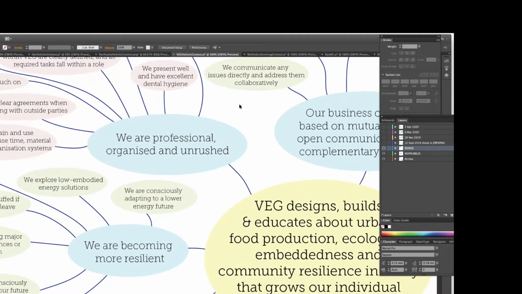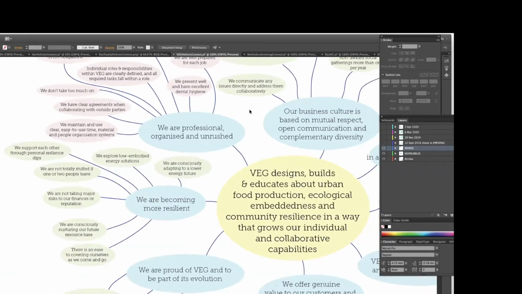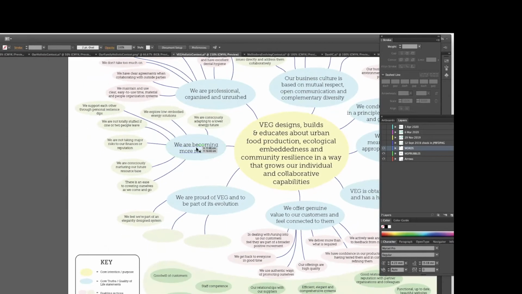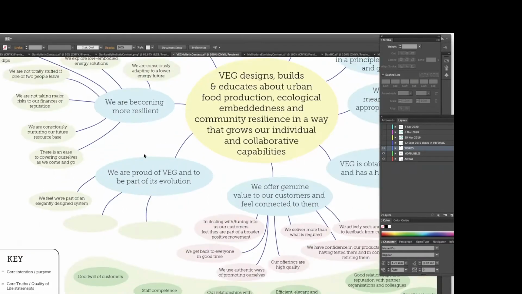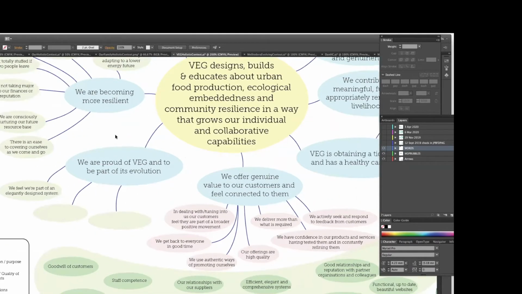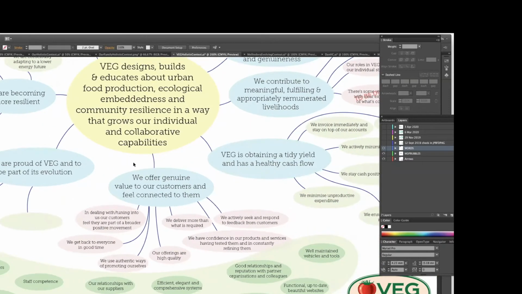And you don't word these negatively in terms of what you want to get away from. That's the problem-solving mentality, trying to create less of something. You word it in terms of what you want to head toward. So we wanted to head towards feeling professional, organized, and unrushed. We want to feel that we're becoming more resilient from week to week, month to month. We all want to feel proud of Veg. We want to feel proud of the fact we're part of Veg and part of Veg's evolution. It's very important to us that we are offering genuine value to our customers and feel connected to them.